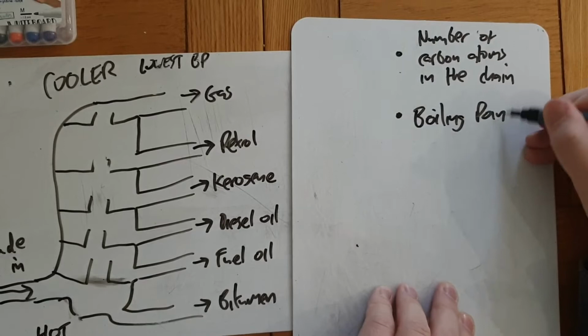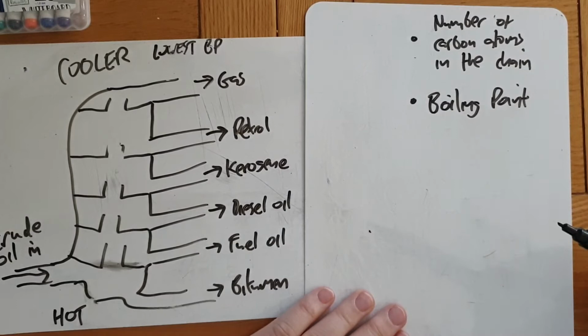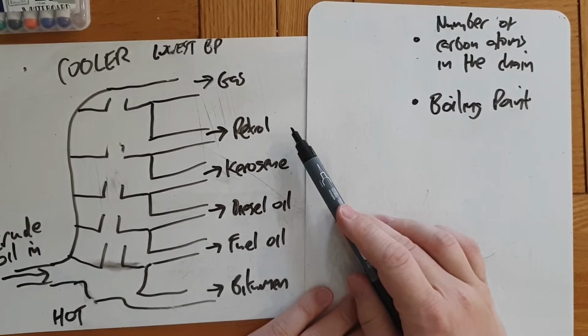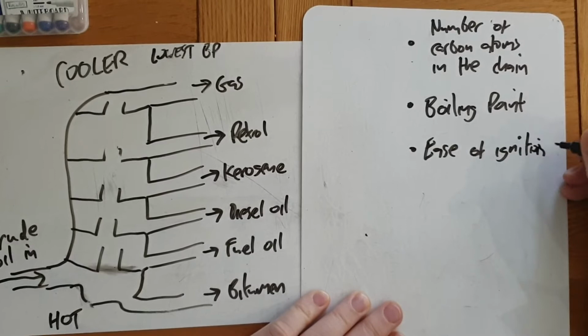So it's not for numbers, it's just to compare them. So the sort of question you might get is, what's got a higher boiling point, fuel oil or kerosene? Again, it's the same for the number of carbon atoms. Which has fewer carbon atoms, petrol or fuel oil? You don't need to remember that petrol's got between 5 and 10 carbon atoms in the chain. It's not numbers, it's just relative comparisons. You need to know ease of ignition, so how easy it is to catch fire, and you need to know their viscosity.